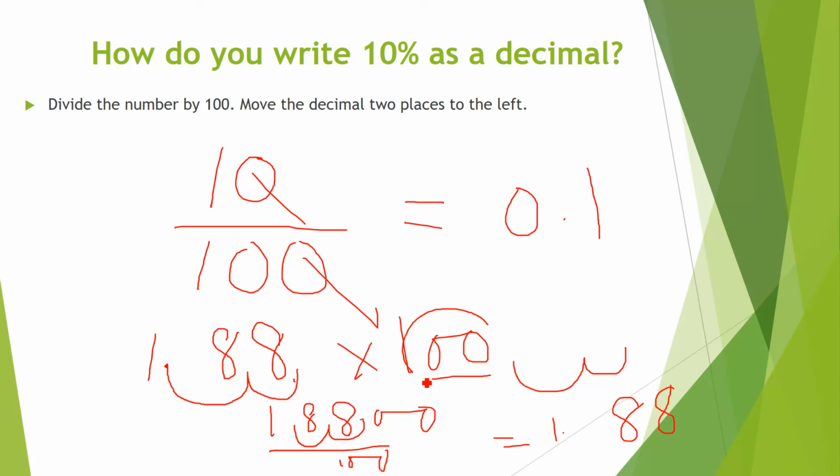It depends how many zeros you have. If you have 1000, you can move this decimal three places to the right. If you have 10, so one. But in the case of percentage, there is always 100. You have to multiply by 100. If it is a percentage, you have to make it a decimal, then you have to divide it by 100.